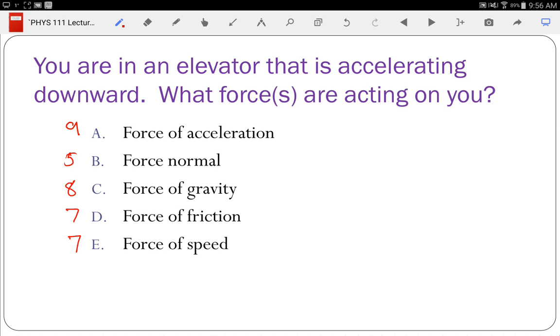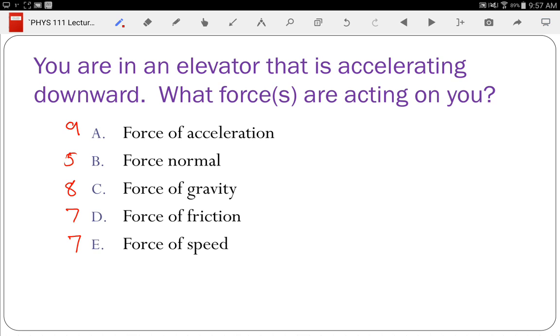So forces are anything that push or pull. And so basically you have to ask yourself, does speed push or pull on me? The speed itself doesn't. Does acceleration push or pull on me? The acceleration itself doesn't. It's a force pushing on you that makes you accelerate.